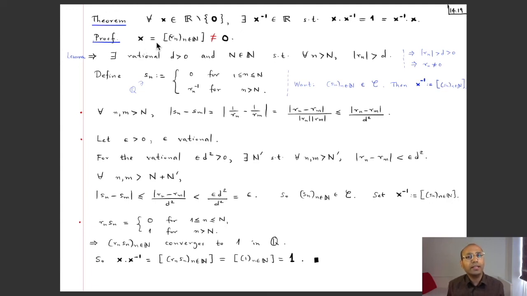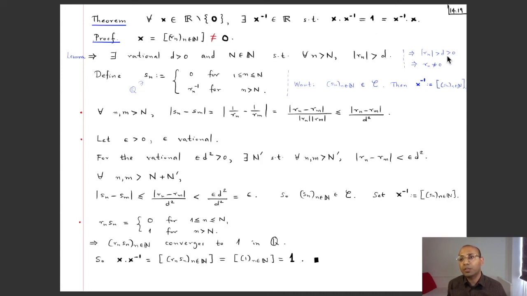We know that x is a non-zero real number, and let us suppose that Rn is a Cauchy sequence in Q which belongs to this equivalence class. Then by the lemma that we have just learned, there exists a rational number D which is positive, and there exists an index capital N such that for every little n beyond this capital N, you have that the mod of Rn is bigger than D.